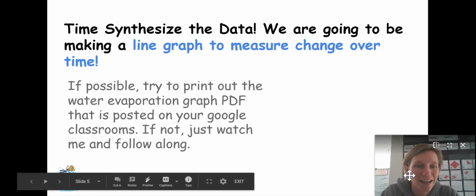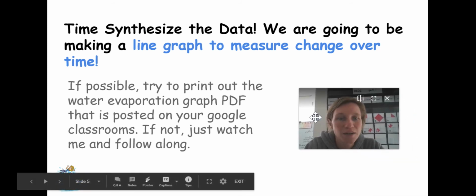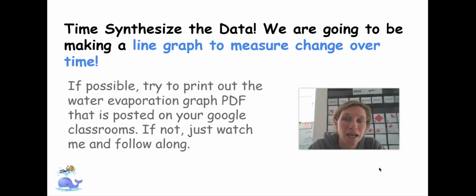Time to synthesize our data. And I know that last week we did a lot of work with line plots. Today we are going to make a line graph to measure change over time. If possible, and you have a printer, try to pause the video now and print out the water evaporation graph PDF that's posted on your Google Classrooms. And if not, no worries, just watch me follow along. You'll get a lot out of the lesson.